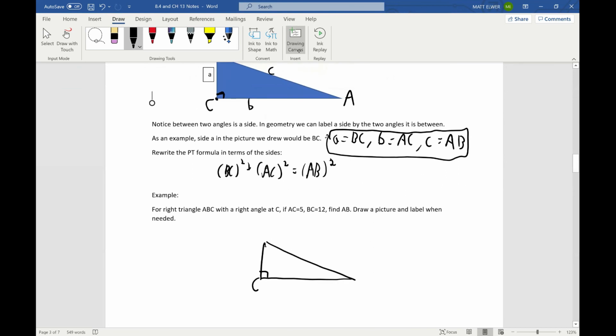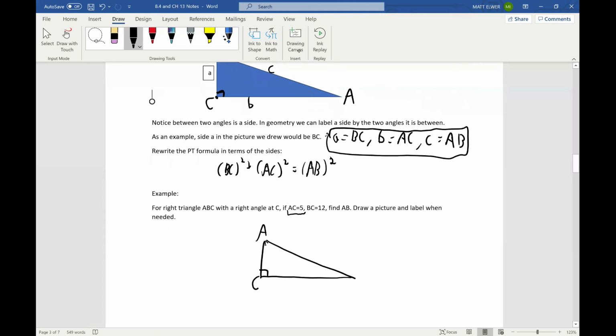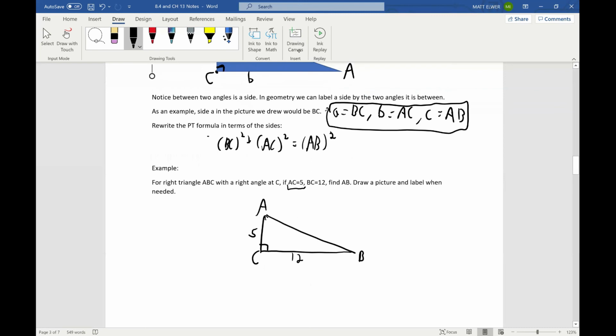And maybe I'll just keep it just like we had up here, or maybe I'll switch it. Maybe I'll say A is going to be up there this time, because I know that AC only has a distance of 5. So that would make it the shorter of the two sides. And then BC has a length of 12, right? 5 and 12. So the question is to find AB, so we're just trying to find the length of the hypotenuse. So if I want to do that, we just use our formula, our Pythagorean theorem.